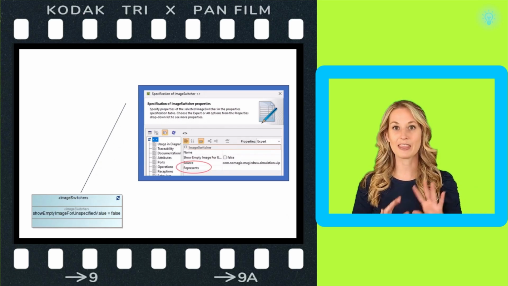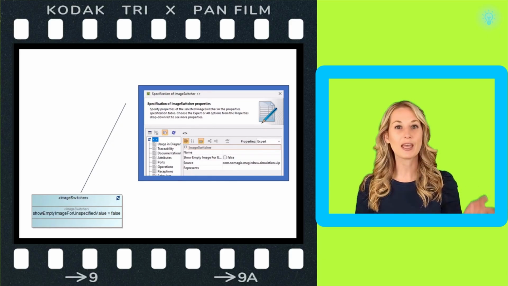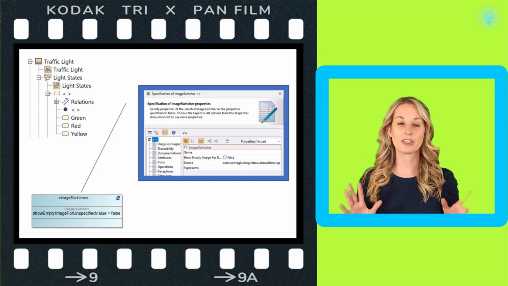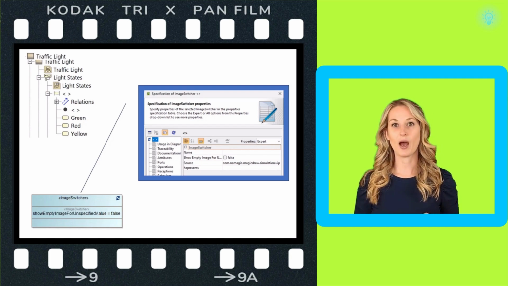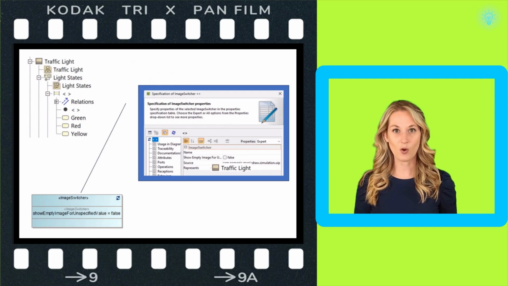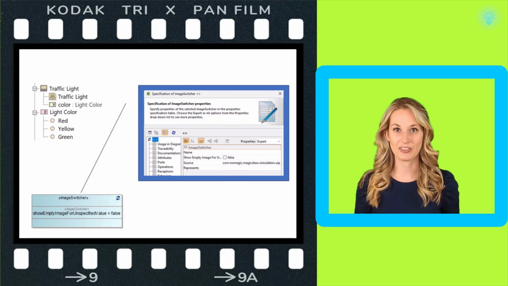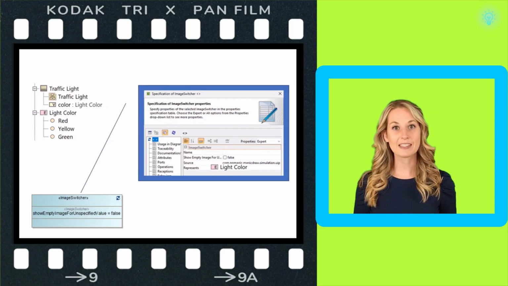This is where the represents property comes into play in the specification window. This attribute tells the image switcher what element it's tracking. And this part can be a little tricky. If you want images to switch based on the states, the image switcher must represent the block that owns the state machine. Or, if you want the images to switch based on enumeration literals, the image switcher must represent the enumeration type itself. That distinction is really important. I'll illustrate both scenarios so you can see what this actually looks like.